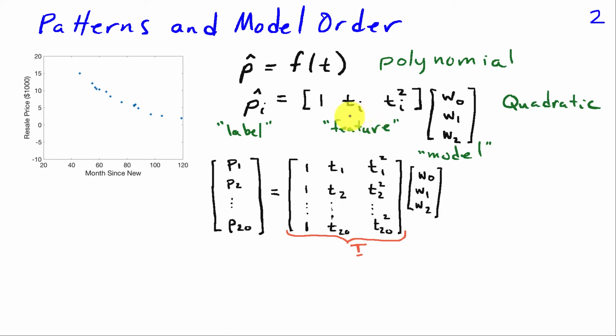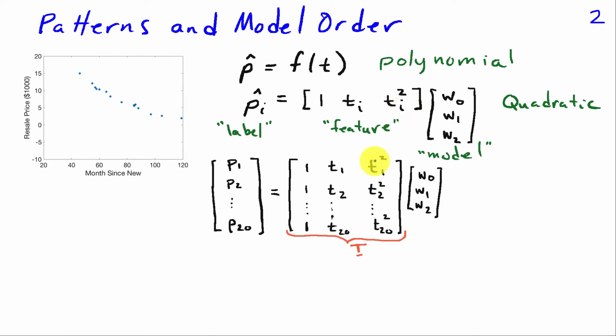If we use a quadratic model, then we can define a feature vector as 1, t sub i, t sub i squared, and our polynomial model consists of these coefficients, w0, w1, w2. The inner product of the feature vector and the model gives me w0 plus w1 times t sub i plus w2 times t sub i squared.